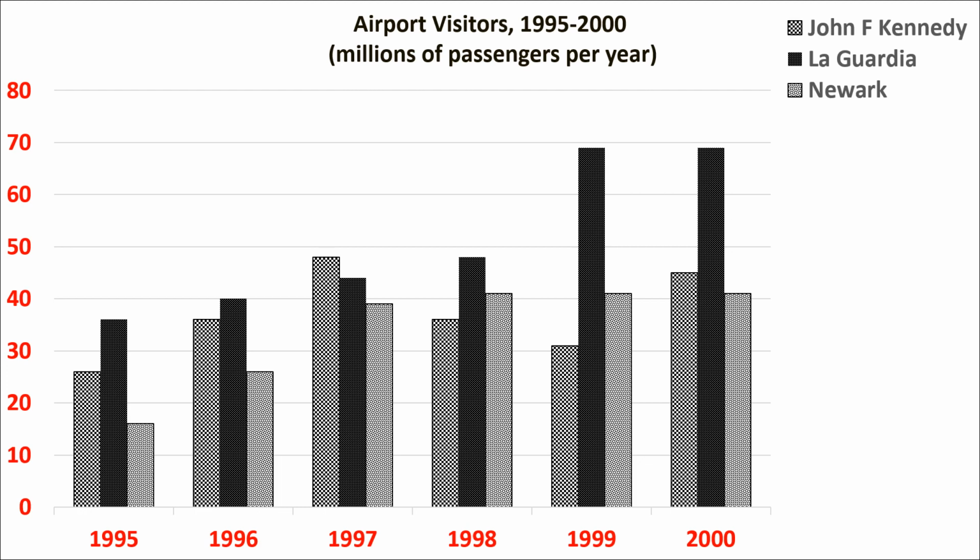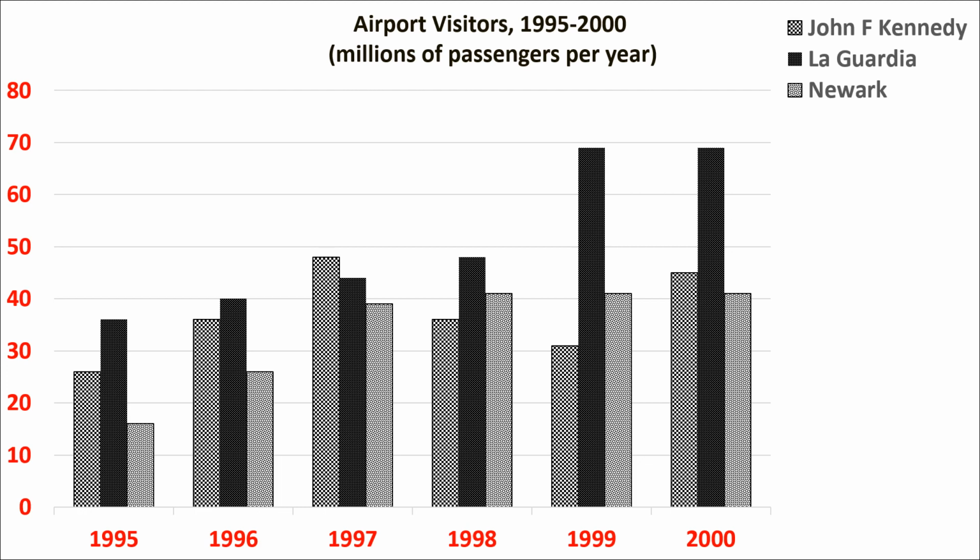Okay, let's look at the second one, the dark black one, which is LaGuardia. So it was 35, 40, then 42 or 45, then 49, then 69, and 69. So it improved slightly and stayed the same in the last 2 years. So you can say it improved sharply, because from 35 to 69 is a big change. Significantly also you can use.